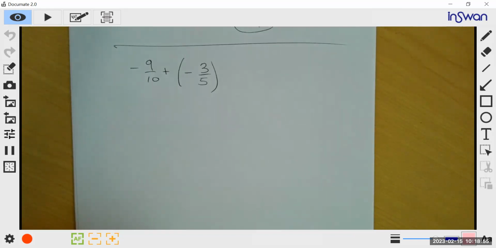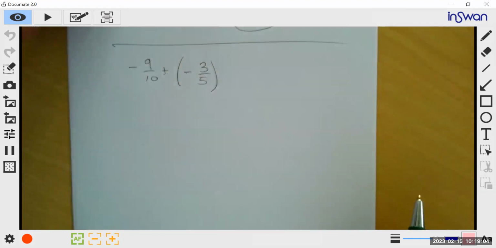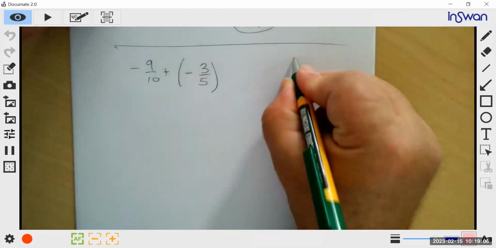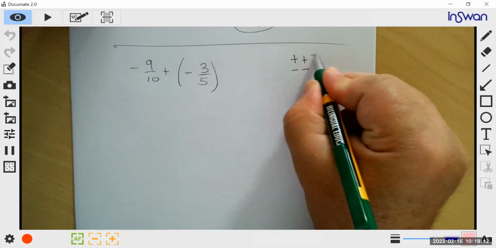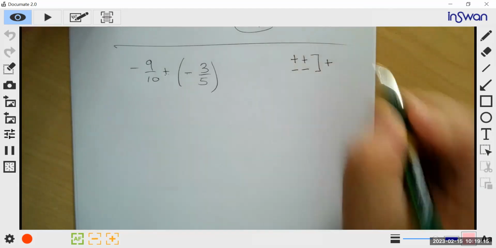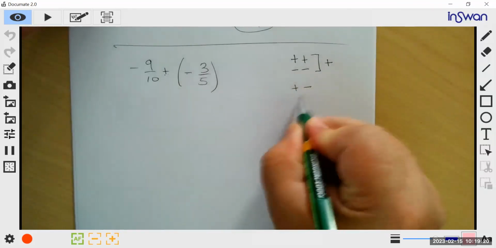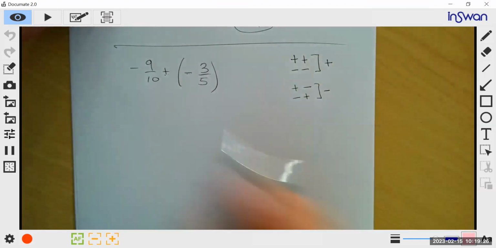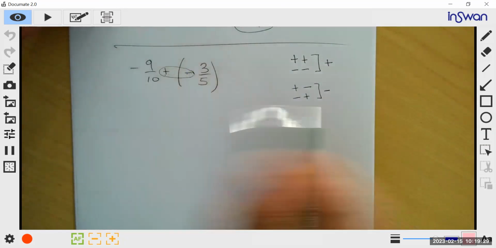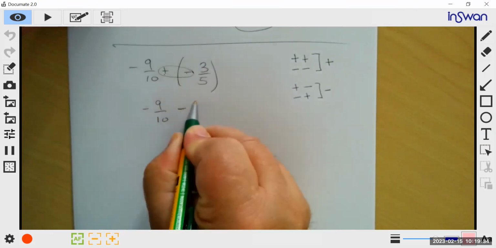The first thing you have to do is you cannot have two signs next to each other. If you have two signs next to each other, if they're the same sign, replace both of them with a plus. If they're opposite signs, replace it with a minus. So since we have two signs here, they're opposite signs, so I make it into a minus.